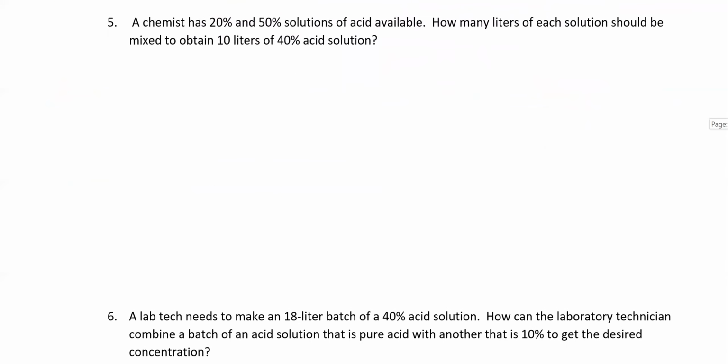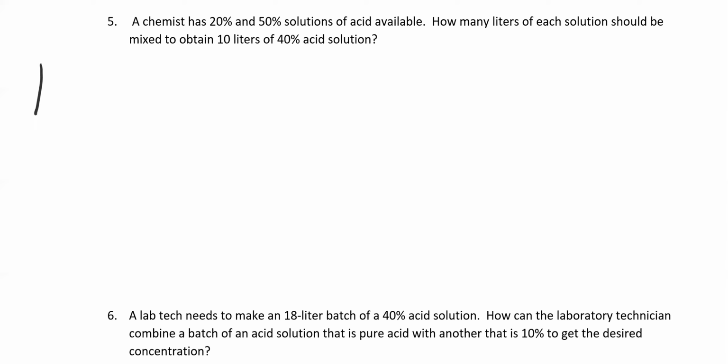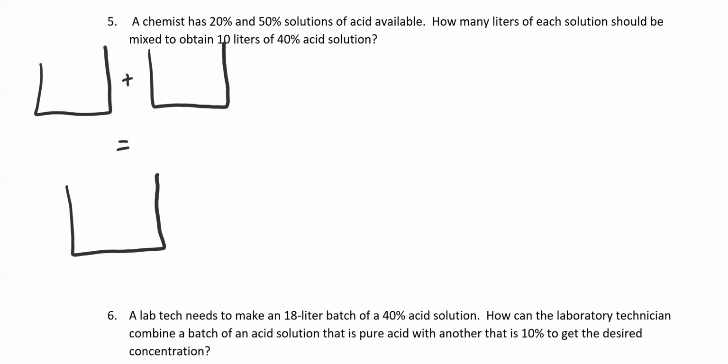Number 5, a chemist has 20% and 50% solutions of acid available. How many liters of each solution should be mixed to obtain 10 liters of a 40% acid solution? All right, I choose to set these up as if I were a bartender, and I'm mixing 2 alcoholic beverages together. So I call this the bucket method. So I have 2 buckets. I'm going to add them together, and they are going to equal the mixture down below.